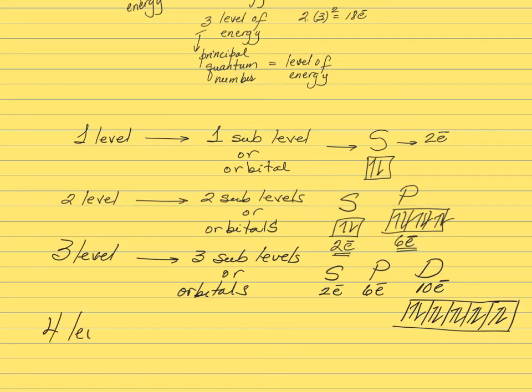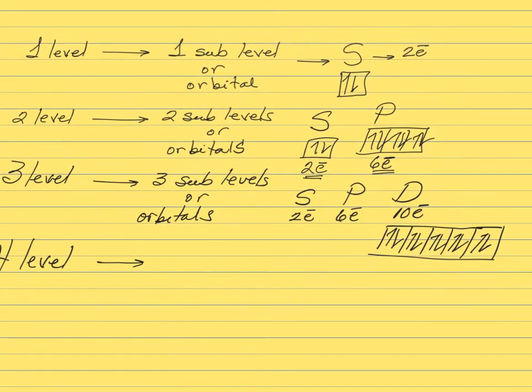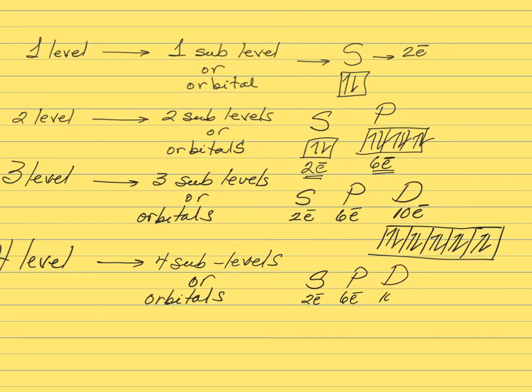Fourth level of energy. How many sublevels? How many orbitals? S, 1 orbital with 2 electrons. P, 3 orbitals with 6 electrons. D, 5 orbitals with 10 electrons. And F orbital, which is 7. 1, 2, 3, 4, 5, 6, 7 orbitals with 14 electrons.